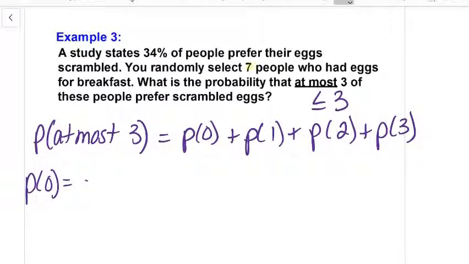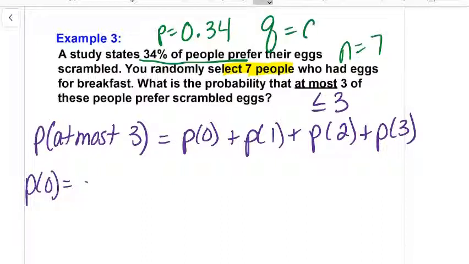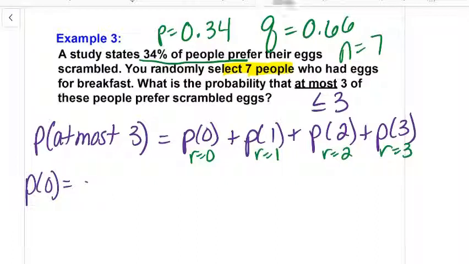We have a total of 7 people, so our N is 7. 34% like scrambled eggs, so we're going to say our P is that 34% or 0.34. Our Q then will be 0.66, that's our doesn't like scrambled eggs. N is 7. For each one of these, our R would change. For probability P is 0, R would be 0. Here, R would be 1, R would be 2, R would be 3. N's going to be 7 in all of them.